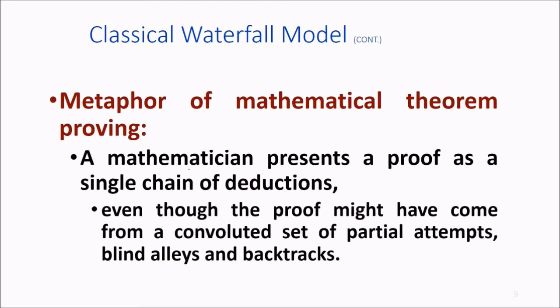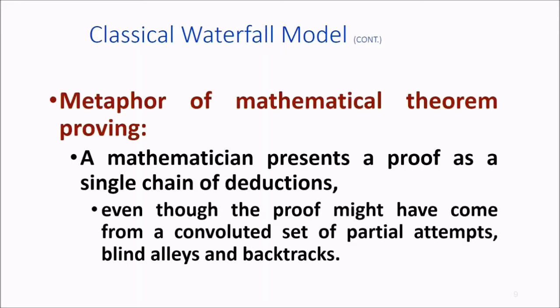We need to present the metaphor of a mathematical theorem, which proves that a mathematician presents a proof as a single chain of reductions. But even though the proof might have come from a convoluted set of partial attempts, blind delays and backtracks, what does it mean? It means that we need to arrange things so that the error should never come in the later phases. The containment of error should be close to the point where we can easily remove it, and the propagation of error should not be there.